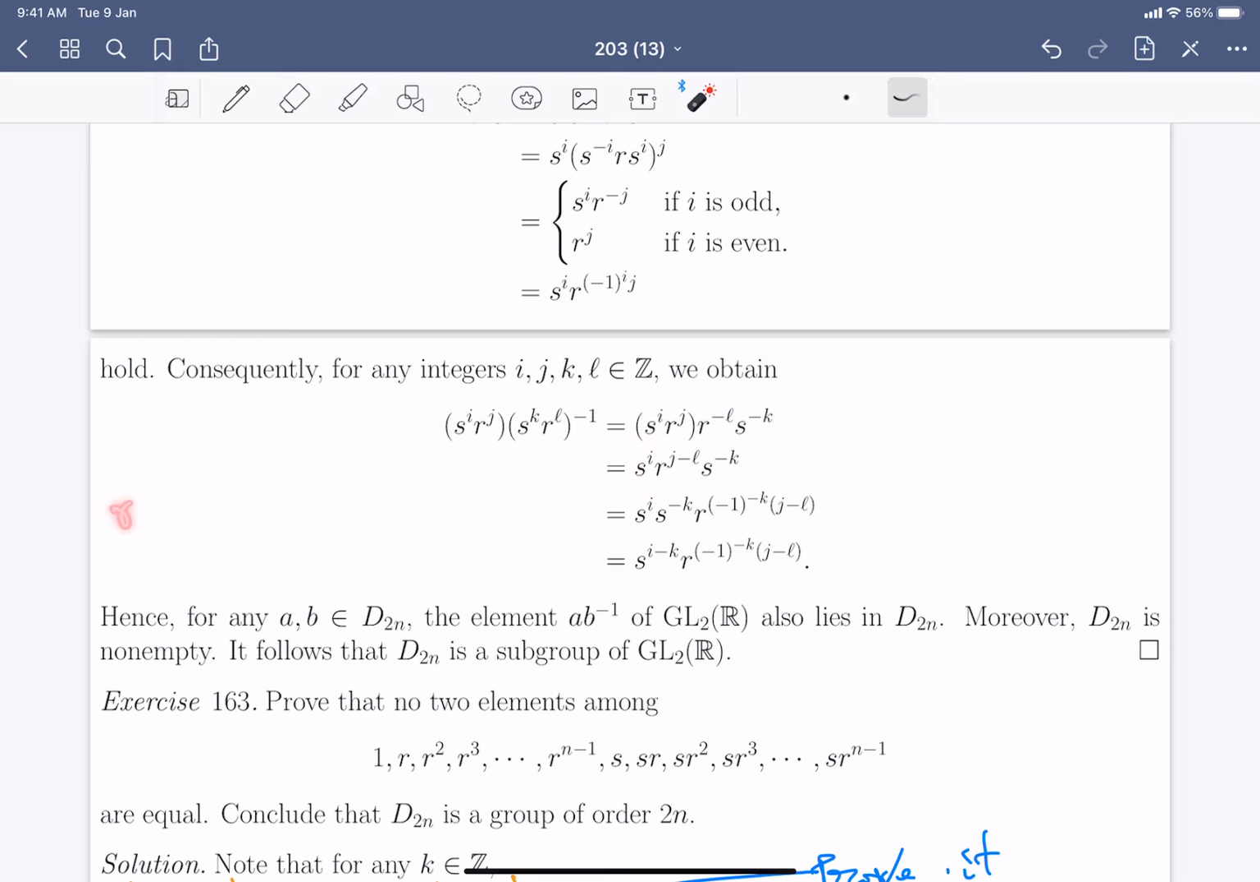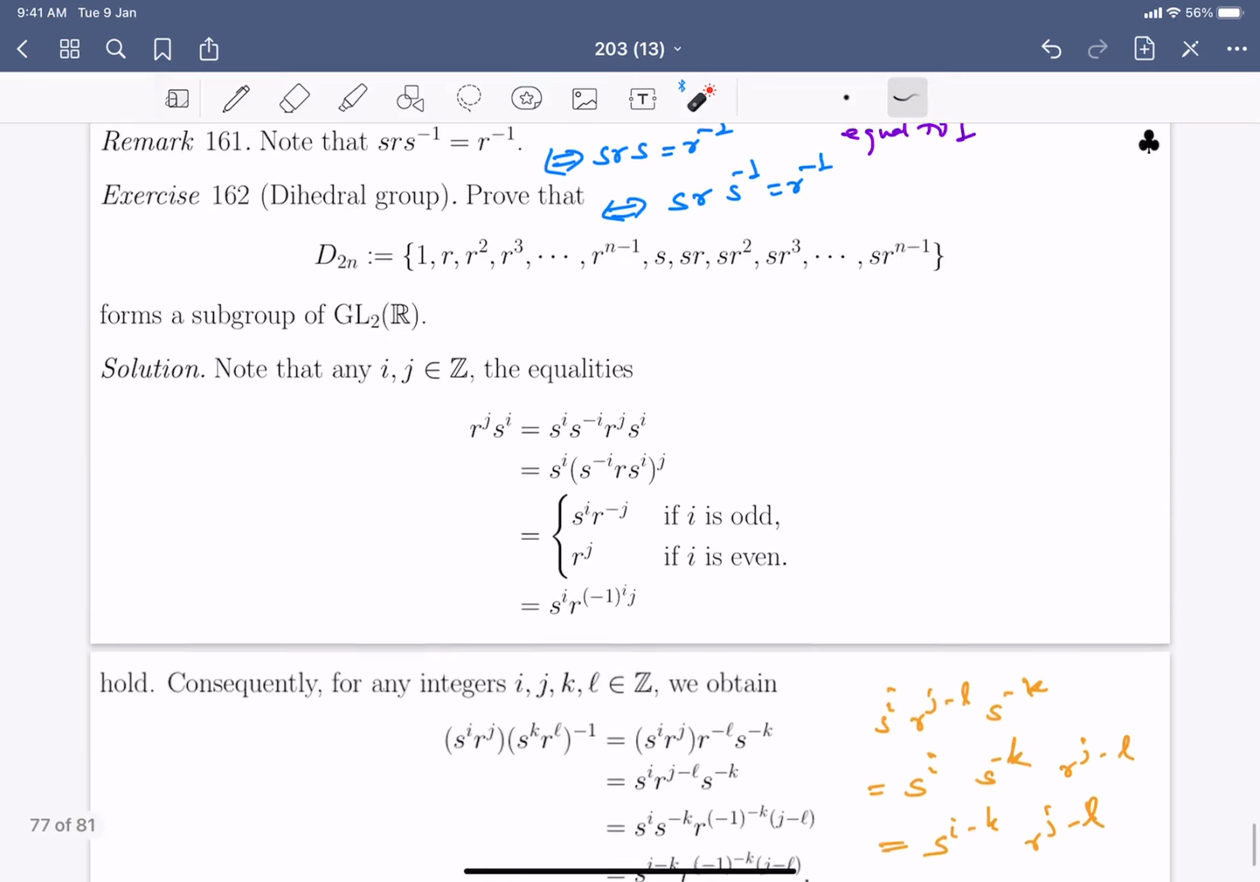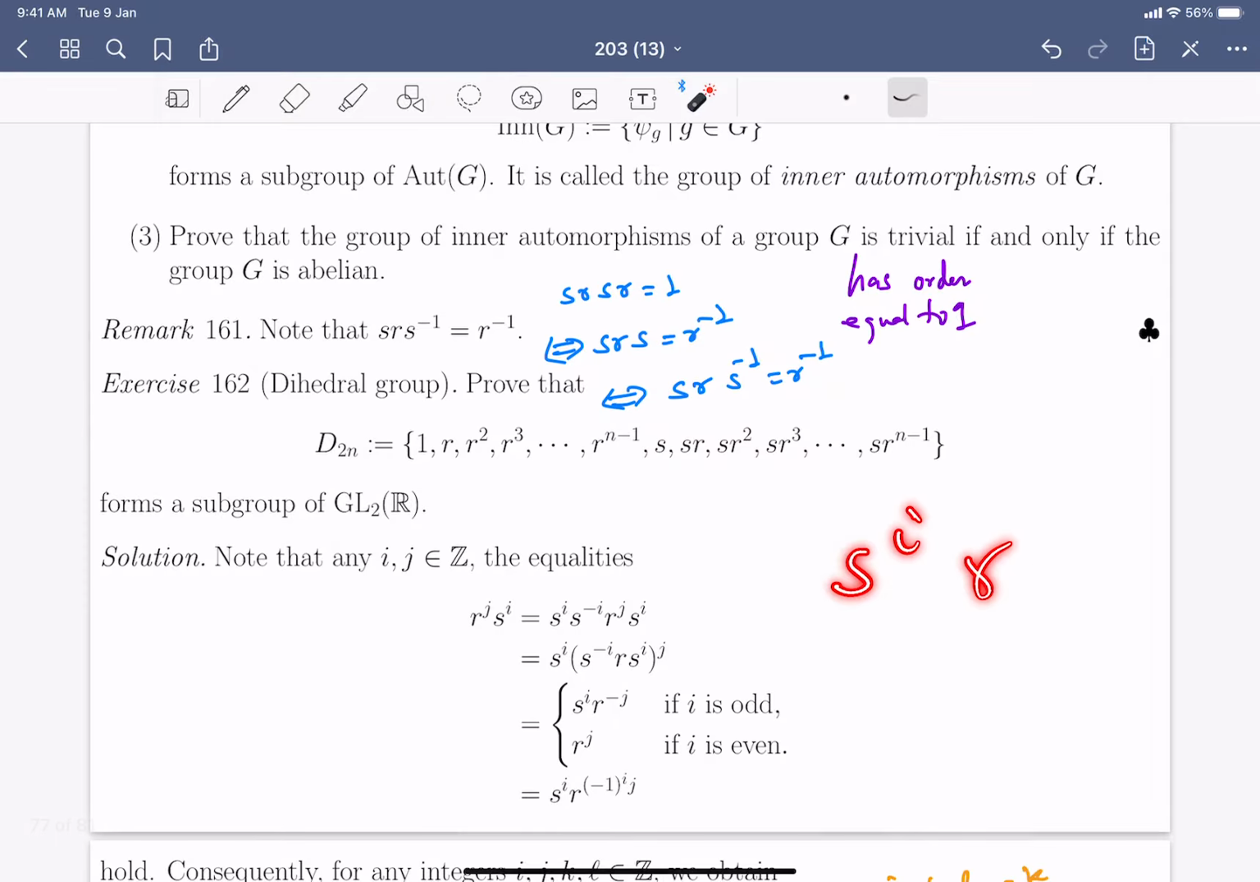What I am saying is that here you have S power I, R power J minus L, and then S power minus K. Oh, I meant S power I, not R power I. Suppose S power minus K can be put first, then you can somehow combine these two to get S power I minus K, R power J minus L. That looks good, because we know that any element of D2N can be expressed as S power I and then R power J in this form, right?